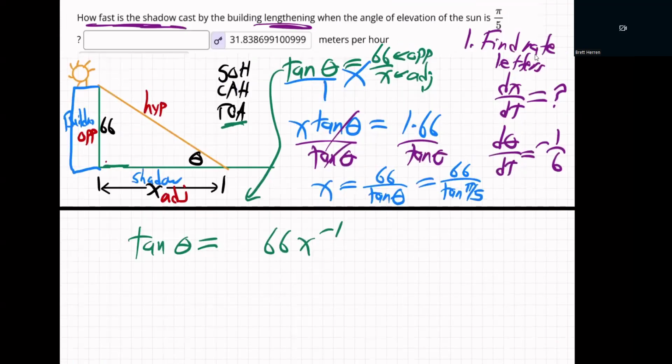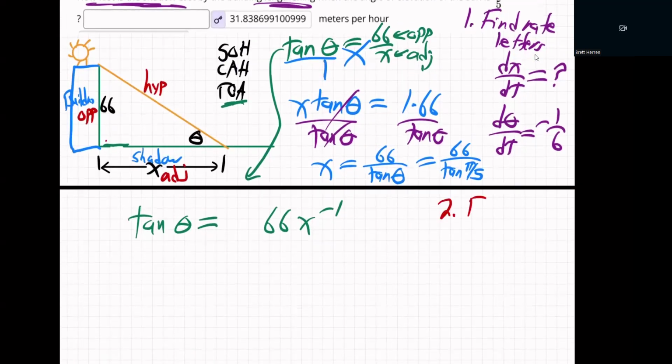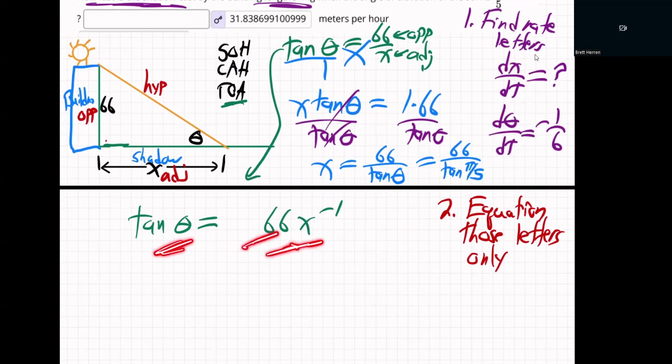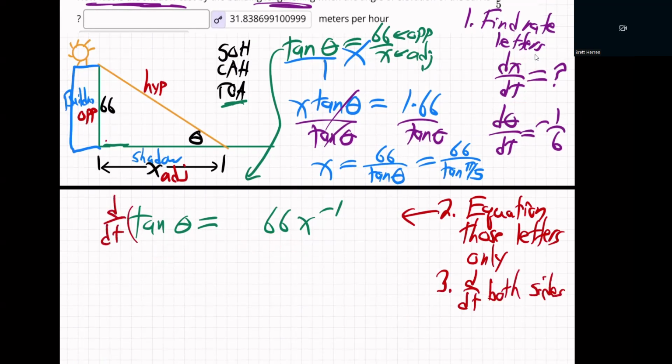So that's step 1. Step 2 is the equation with those letters only. And we've got that, right? I mean, what letters? X and theta. And then numbers are fine. Only those letters, no other letters. Got it? That's right there. And then step 3, d dt both sides. So I'm going to come in here and go d dt, d dt.